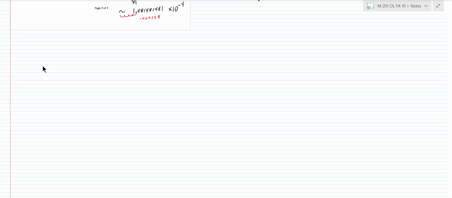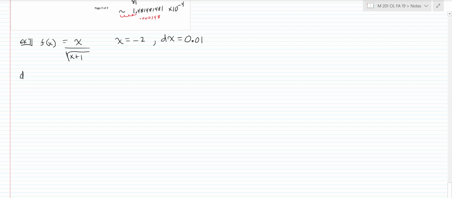So we have example 7. I'm going to give you the function f of x equals x over square root of x plus 1, and I'll give you x equals negative 2. This time I'll give you dx is 0.01. Typically, you're going to be given a pretty small value for dx. The idea is the smaller it gets, the more accurate you get when you find dy. So I'll have you find dy.